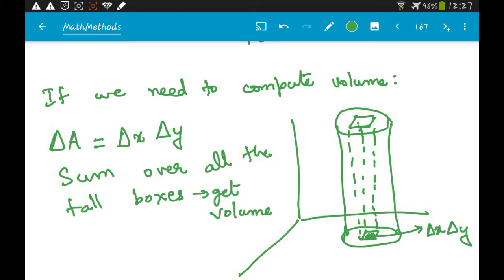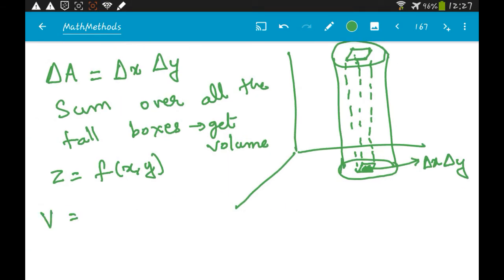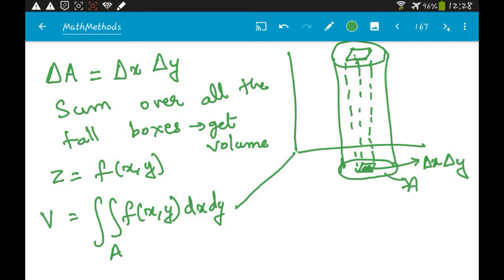So how we do that is, first we have to find what is the function z. So z will be a function of x and y, right? And then we can get the volume to be an integral over the area of f of x comma y dx dy. So this is the way that we can calculate the volume, and this is your area, right?